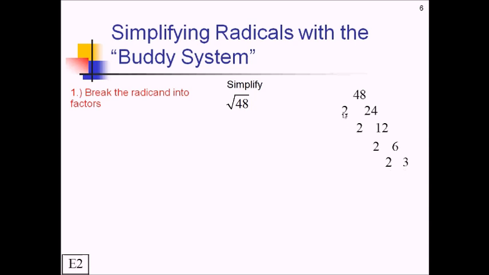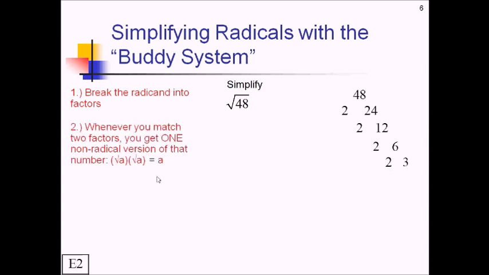So now once you've got these factor trees and you have these leaves here, these dead ends that you can't factor anymore, what we're going to do with those is look for matches. Whenever we can match 2 of those leaves, 2 of those factors, we're going to get one non-radical version of that number down here in our simplified form.